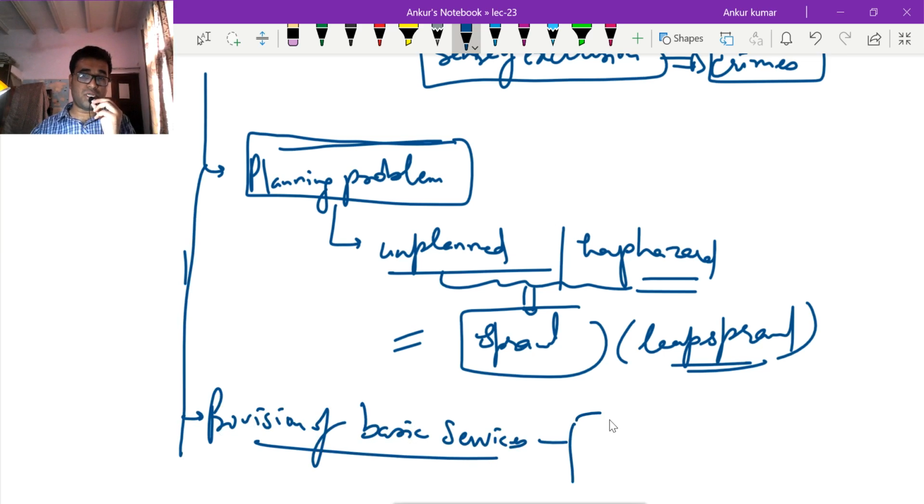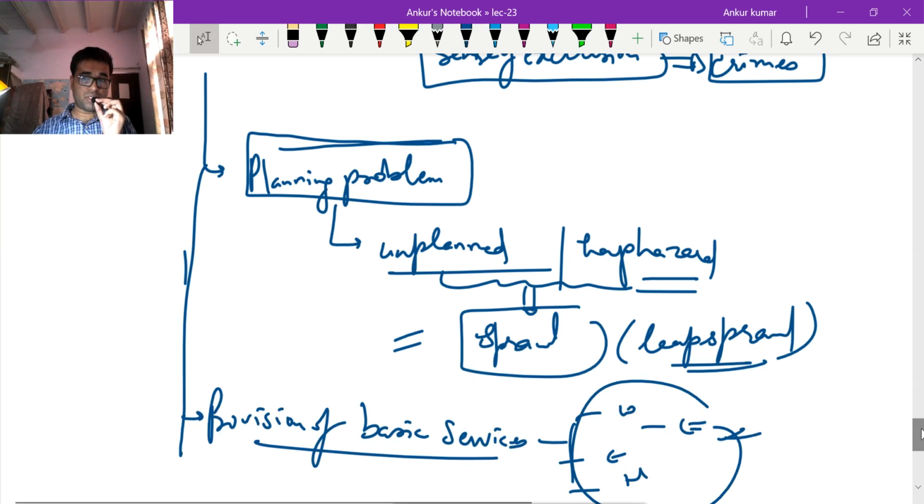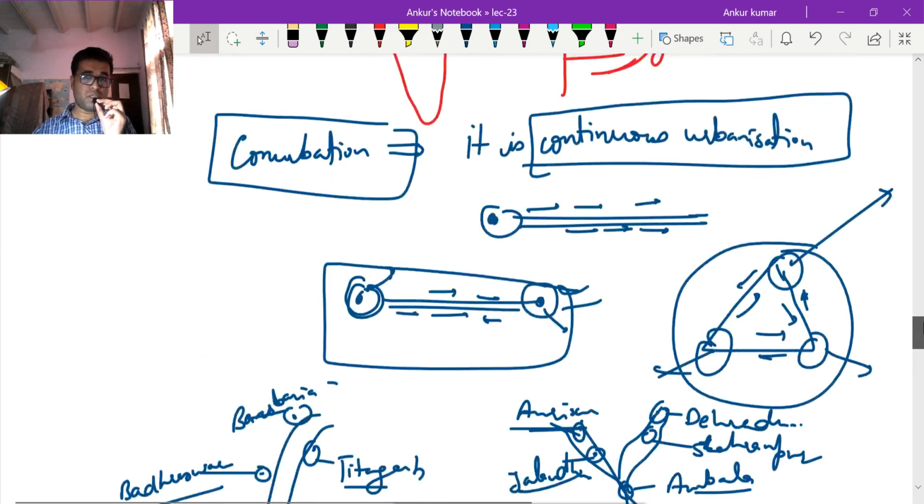whether it is water, electricity, health, or education. These basic amenities, the basic services, are almost absent in these conurbations, creating a huge problem, right? So these are the conurbations and the potential problems associated with them.